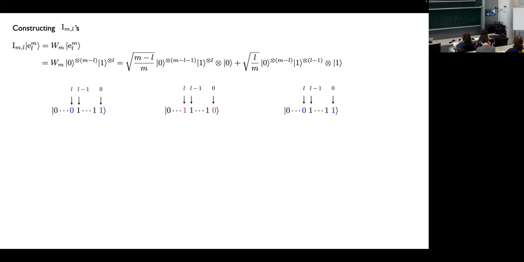So really, this I operator should only act on the 3 qubits, the ones I've labeled 0, L minus 1, and L. This is Dicke conventions. And what it does, this state stays the same, except it picks up a coefficient. And in this guy, where the qubit 0 and L are swapped, has a different coefficient.